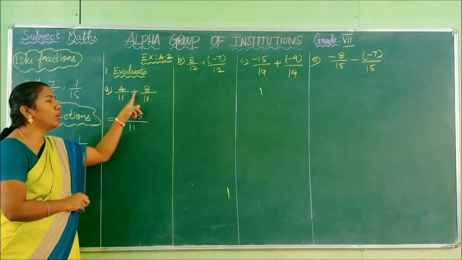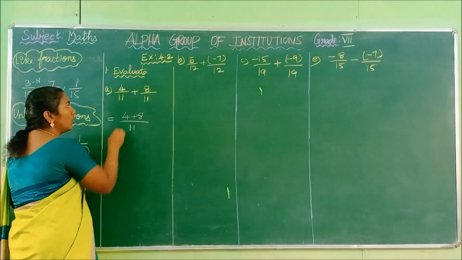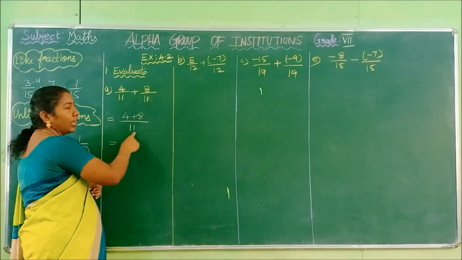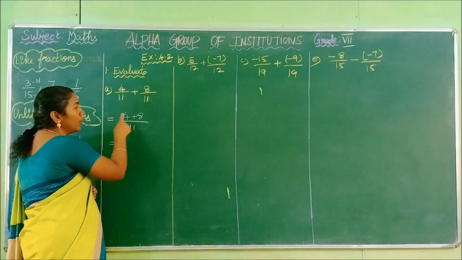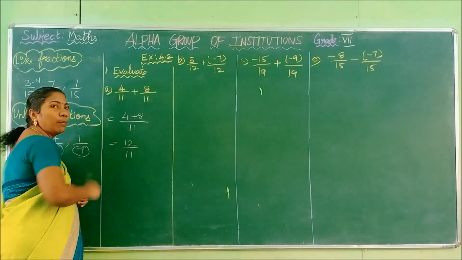Okay. So 4 plus 8 by 11. So what is the answer? Don't add the 11 plus 11 here. Okay. Write the denominator only one time. 4 plus 8, 12 by 11. See, what type of fraction is this?